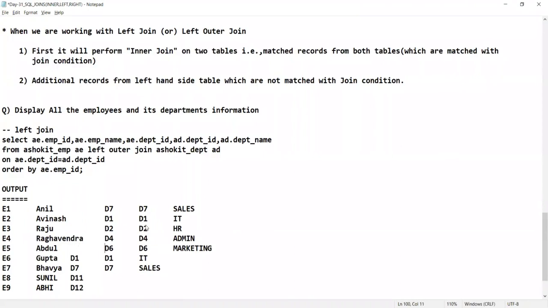For understanding purpose, I'm just providing the formatting, sir. Nothing more than that.